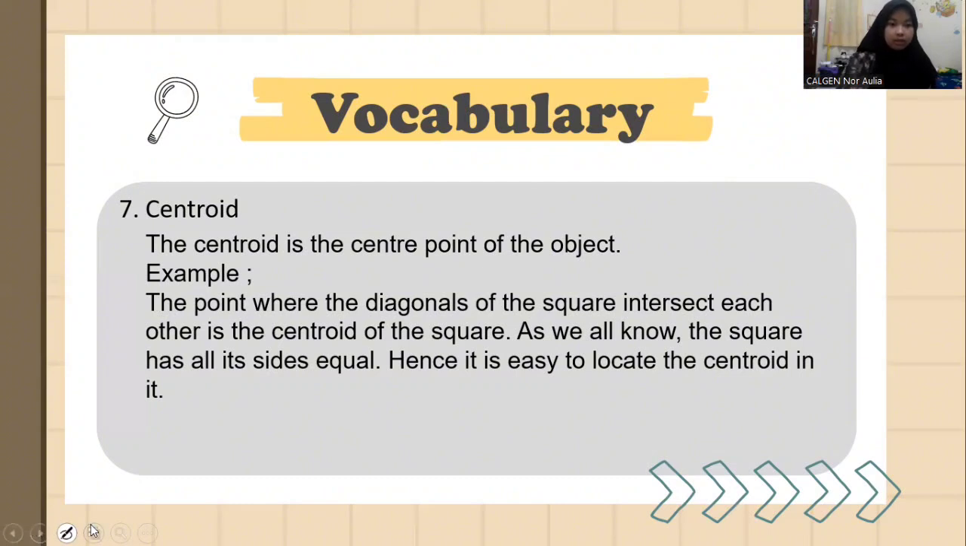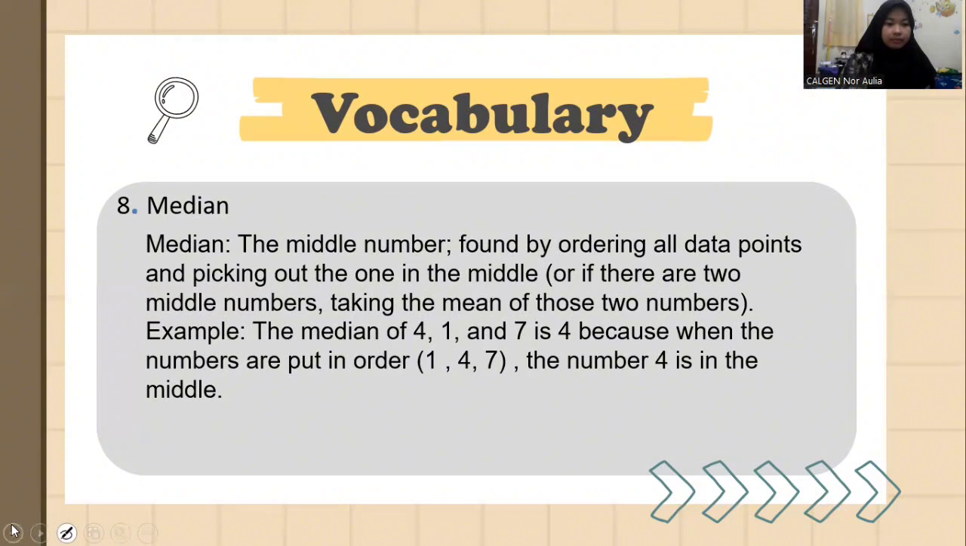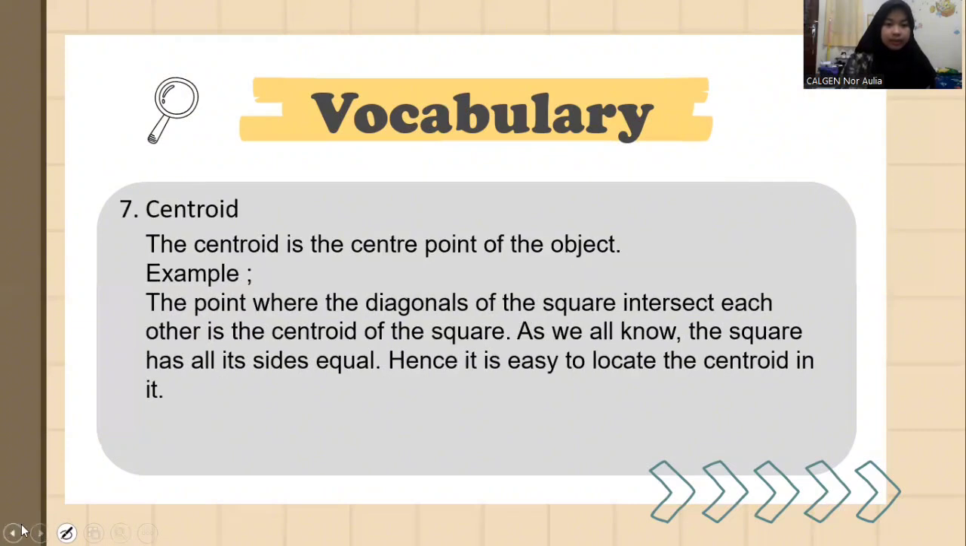So for the example, the point where the diagonals of the square intersect each other is the centroid of the square. As we know, the square has all its sides equal. Hence, it is easy to locate the centroid.